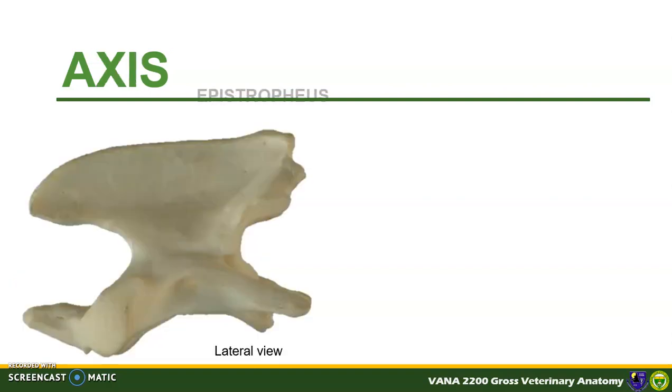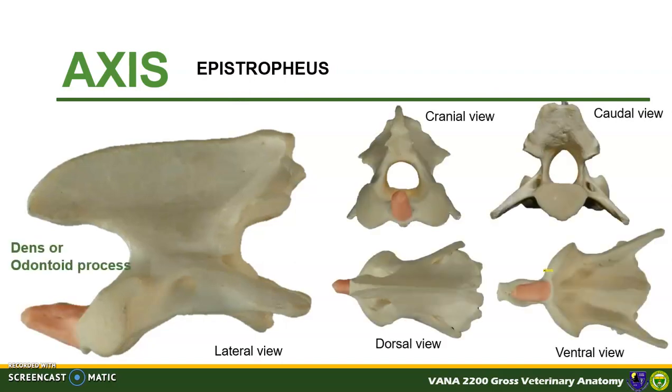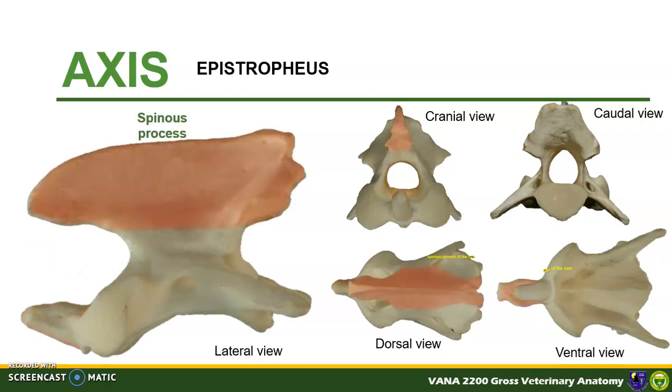The axis or epistropheus is the second cervical vertebra. It has a tooth-like bony projection at the cranial end called the dens or odontoid process, which articulates with the atlas forming a pivot joint. Take note that it has a large ridge-like spinous process.